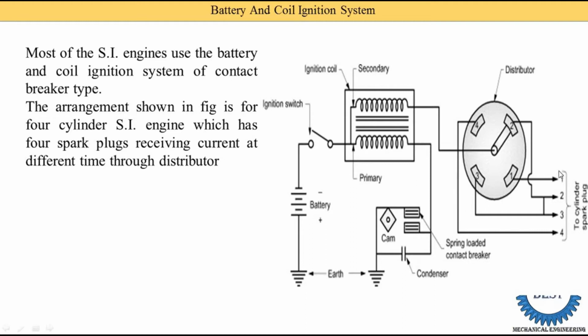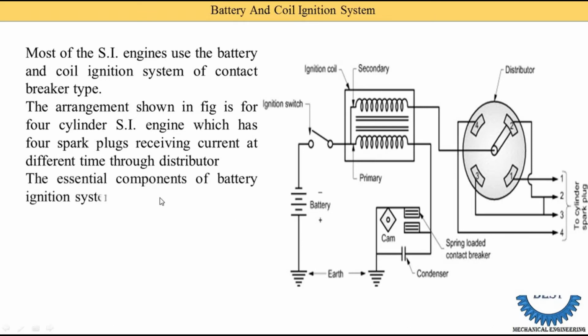Here are the 4 different spark plugs, 1 2 3 4, which means there are 4 different cylinders. In the 4 cylinders the spark is produced at different times, which means the power stroke is different in every cylinder, depending on the firing order.